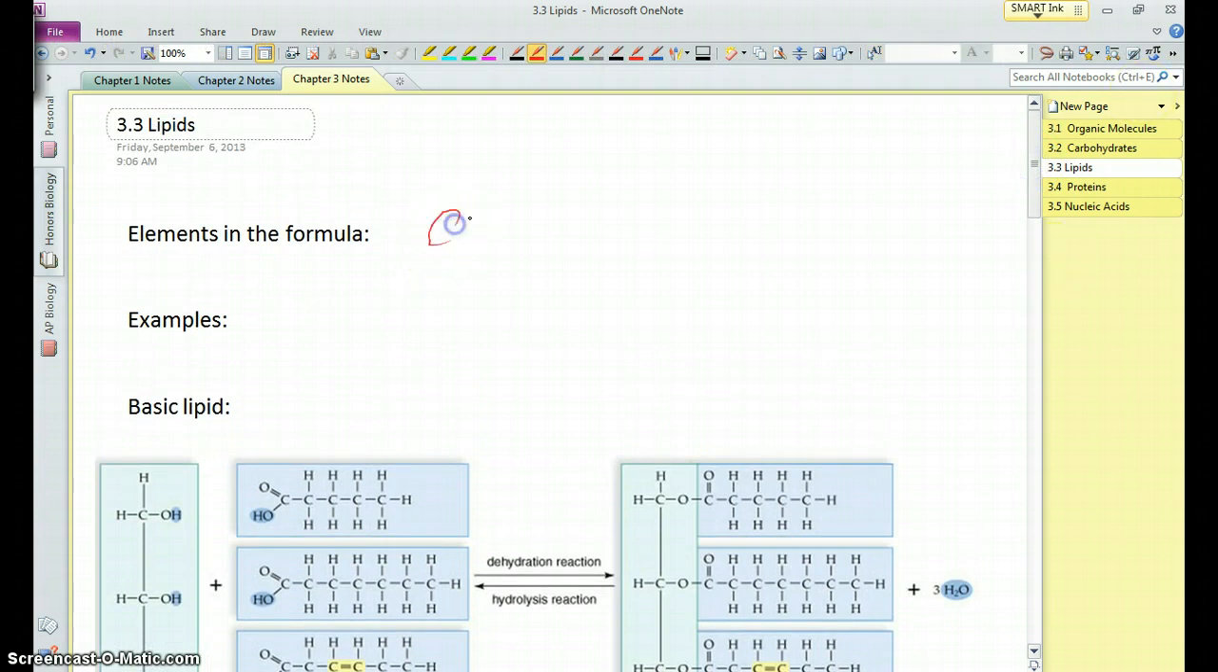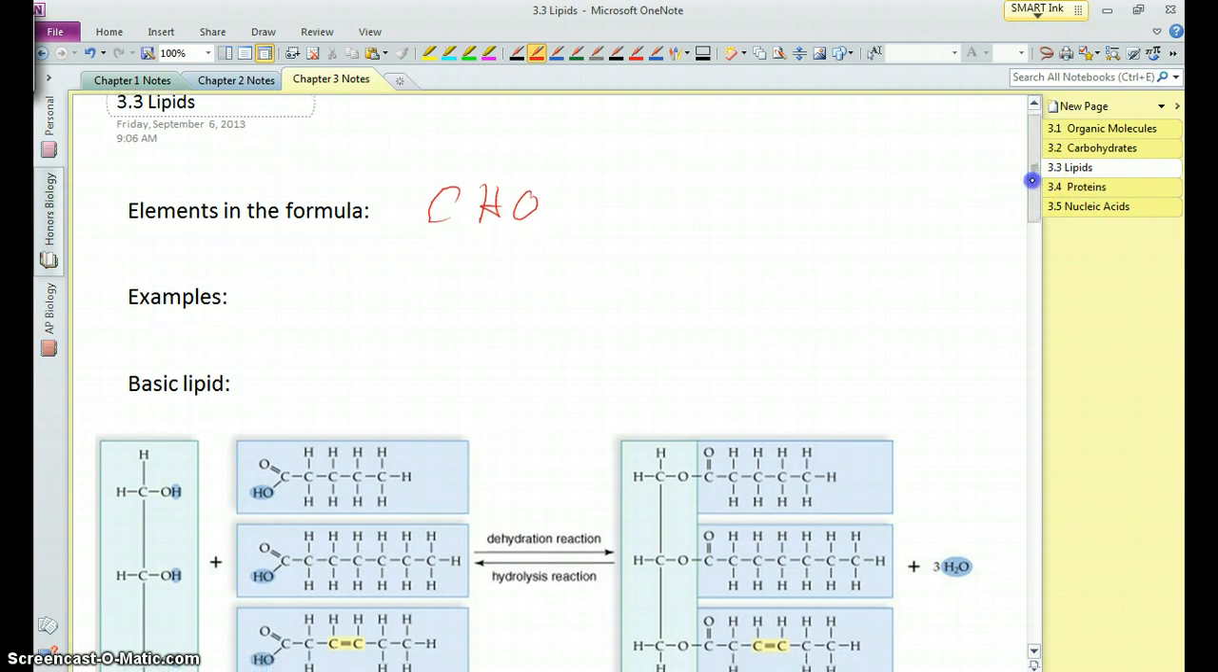Like carbohydrates, they all have carbon, hydrogen, and oxygen. However, they're not in a 1 to 2 to 1 ratio. As you'll see as we look at these, they tend to have approximately twice as much hydrogen as carbon, but many fewer oxygens than carbons.